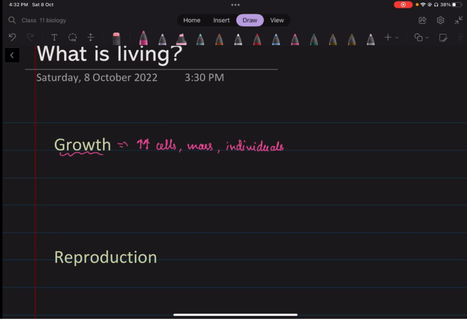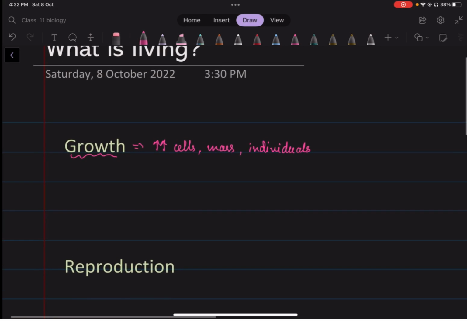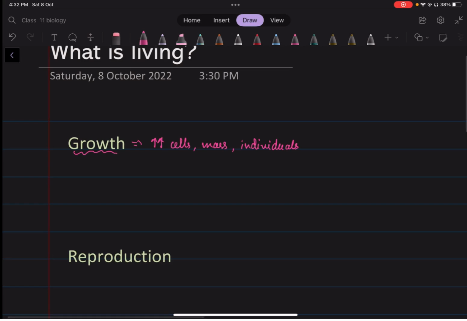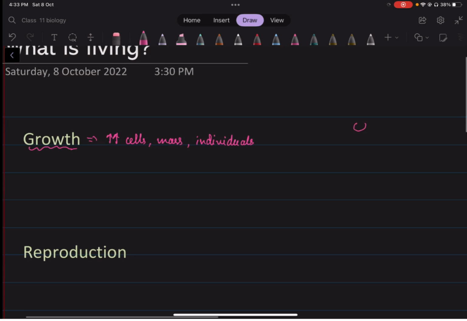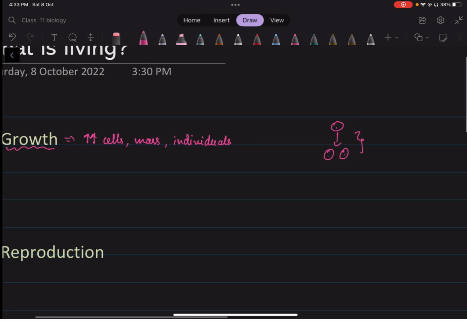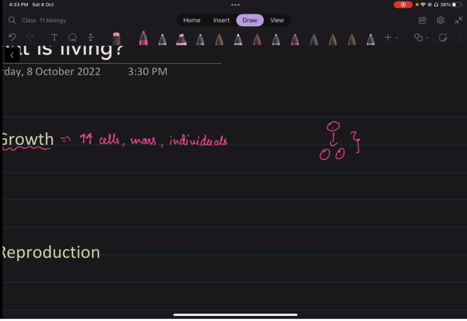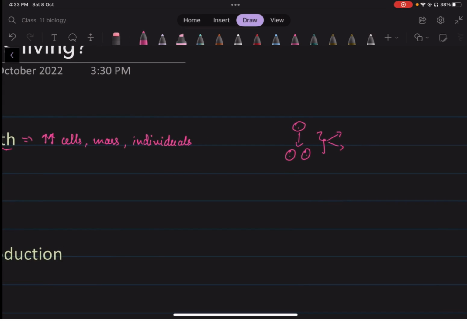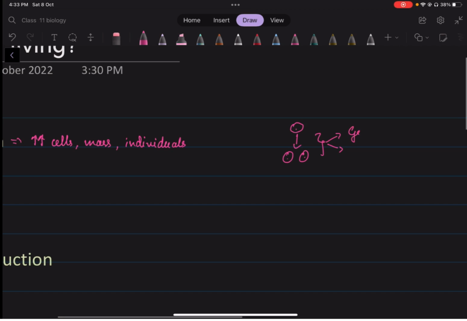So usually in multicellular organisms, the growth is defined by the increase in the number of cells, that is by cell division. Whenever there is cell division, there is definitely growth happening. When we talk about unicellular organisms, when the cell divides, two things are simultaneously happening. The same phenomenon has two purposes. One is to grow, that is growth. We call this growth, and we also call this reproduction, right?